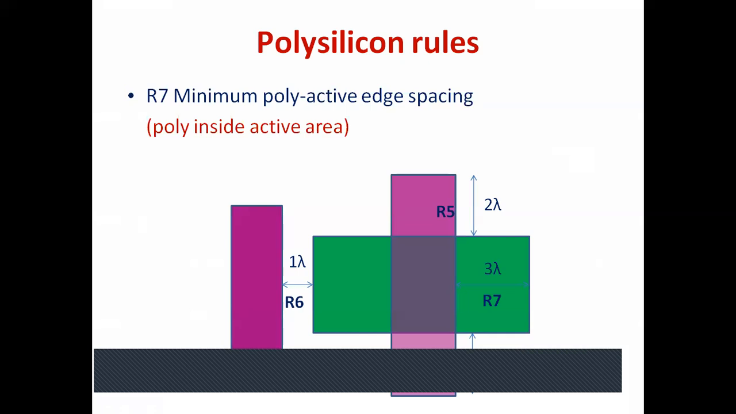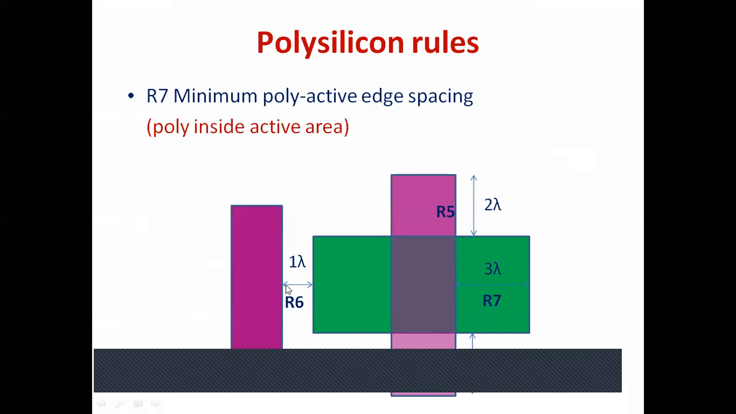Now this is R7. R7 tells us the minimum poly active edge spacing, but with poly inside active area. Now this poly is inside active area. This is poly edge, whatever you see, and this is active edge. So this has to be 3 lambda. Okay, this has to be 3 lambda.